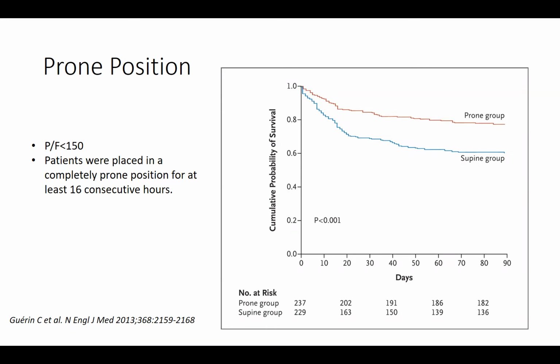There are some limited side effects. You get some skin breakdown in their face, etc. There are mitigating things that you can do to address that. But I think we should be proning more people than we currently are.